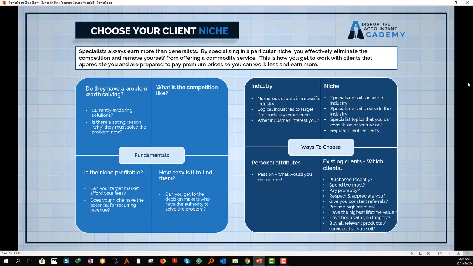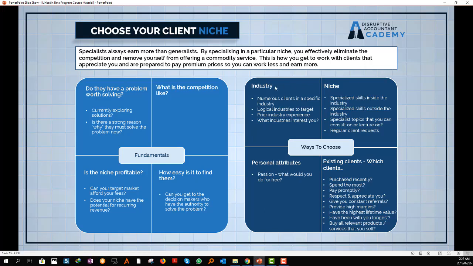And as you can see here, there's kind of two quadrants. The light blue one is what I call the fundamentals, and then we're going to look at the ways to choose it, which is the dark blue one on the right. Now, what I want you to do is, once you've chosen a niche using the methods on the right, so let's actually just start there, then you're going to plug that back, for all intents and purposes, into the fundamentals quadrant, and you've got to make sure that you tick all of the boxes. And if you do tick all of the boxes, then you're going to know that that is the industry that you should be jumping into.